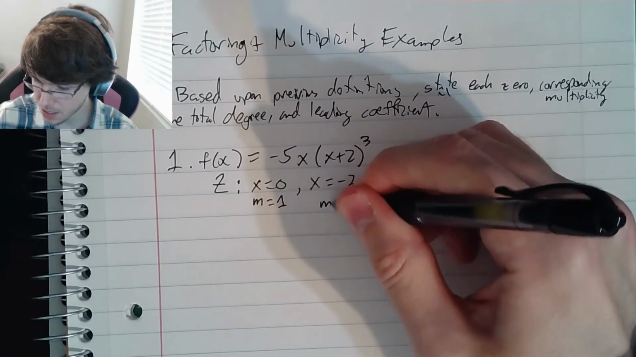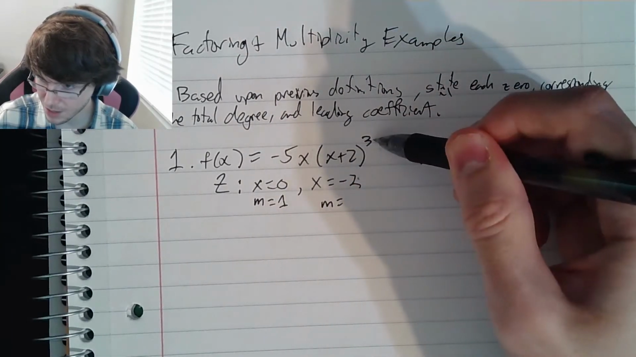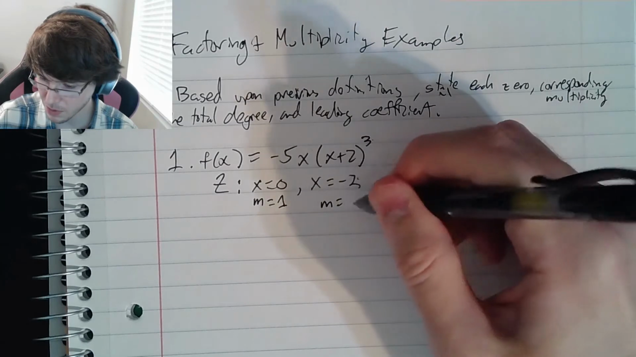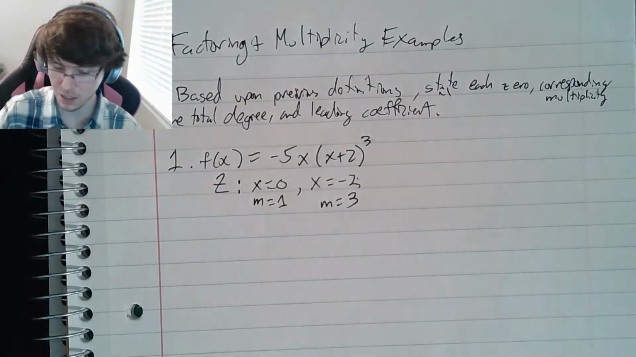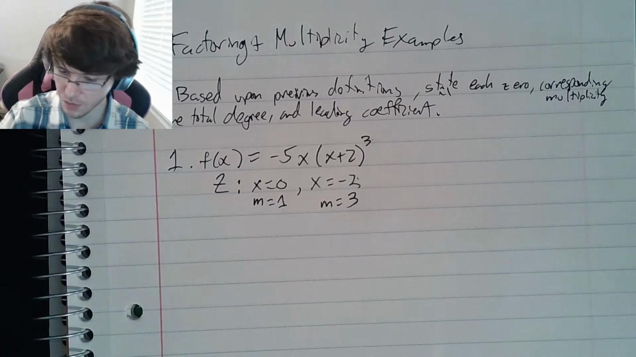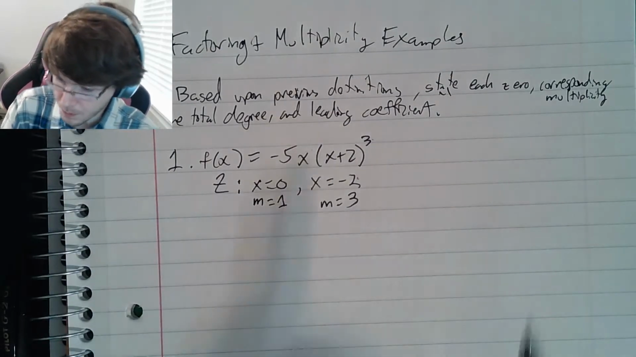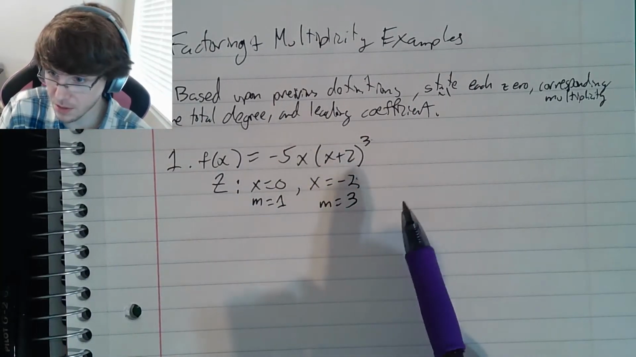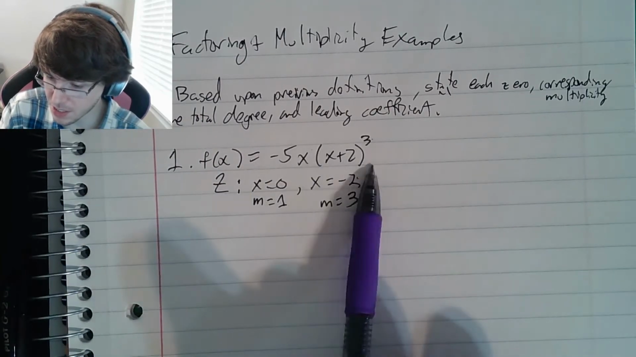Likewise, the multiplicity of this negative 2 is a 3, because the exponent of that factor is a 3. Let's try this all one more time. Let's just say these words, get this all down and understood. So we have factors. That is what this is. This is in factored form.